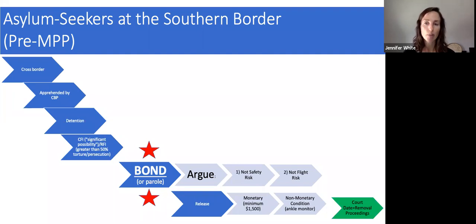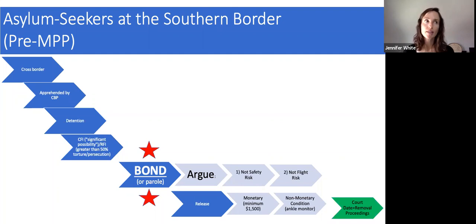Historically, we've also had some non-monetary conditions like an ankle monitor, meaning that the person didn't have to pay money to get out on bond, but they were given an ankle monitor that they had to charge up and then use to check in with ICE so that the government always knew their whereabouts. So very inconvenient because they need charged a lot, but kind of nice in the sense that the person wasn't out a lot of money at the same time.